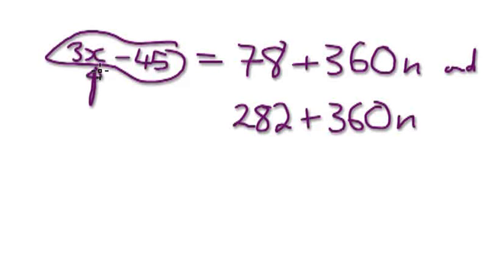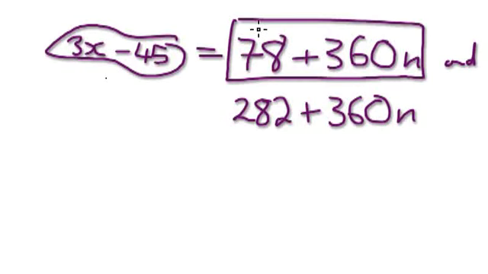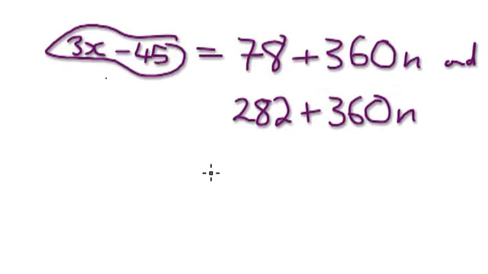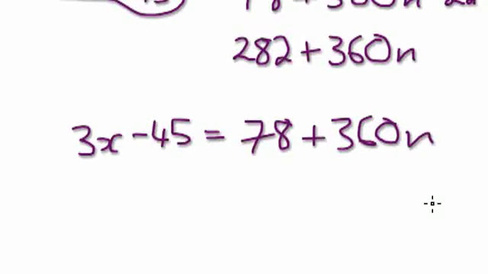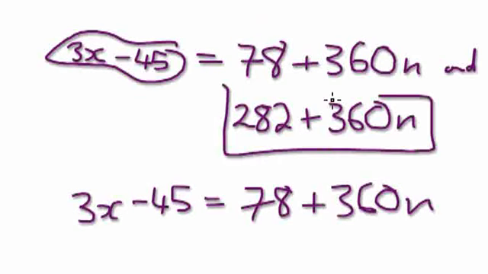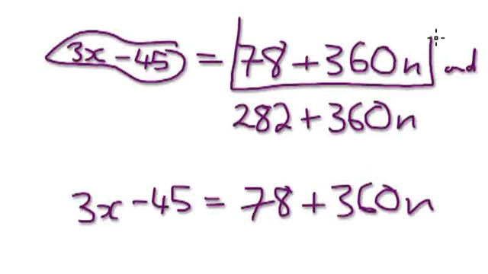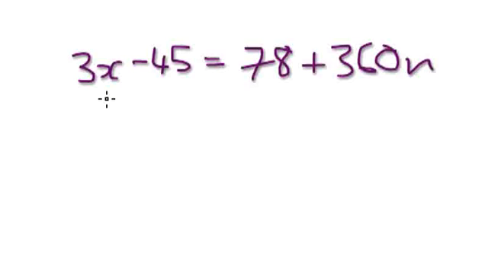So now it's just a matter of finding out our x. So let's try and deal with this set first, and then later on we will deal with this set of solutions here. So one set would be 3x minus 45 equals 78 plus 360n here. Remember, we are going to leave this to later. We will sort this out later. We are just going to look at this set first. Okay, so now we are trying to solve for x.